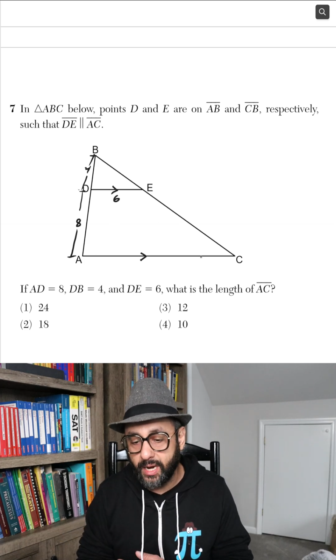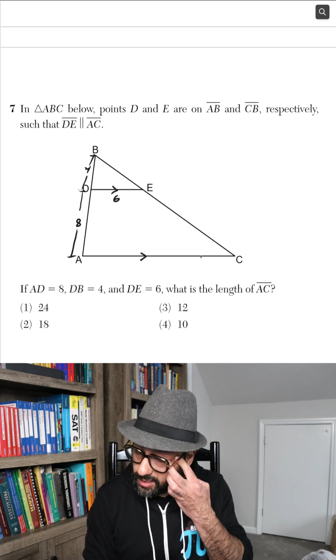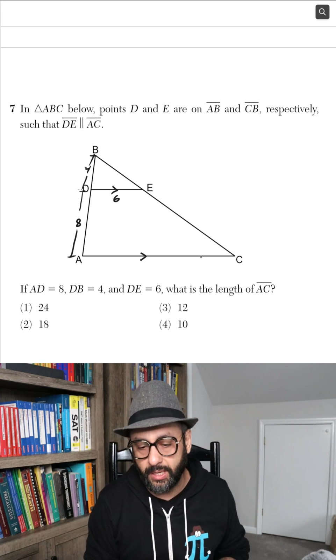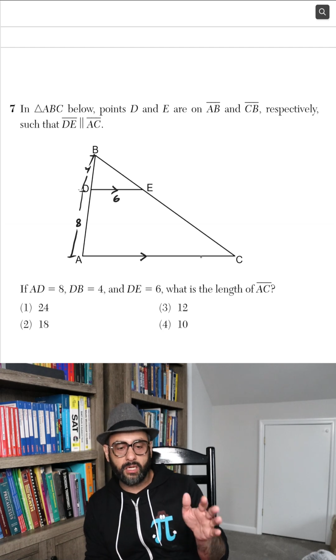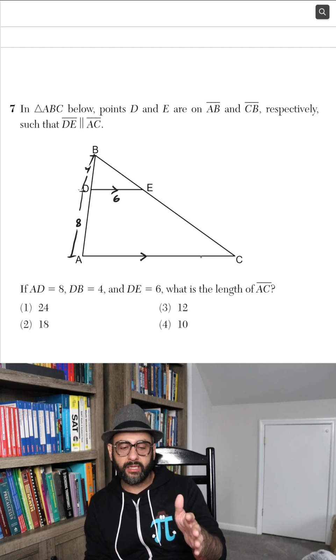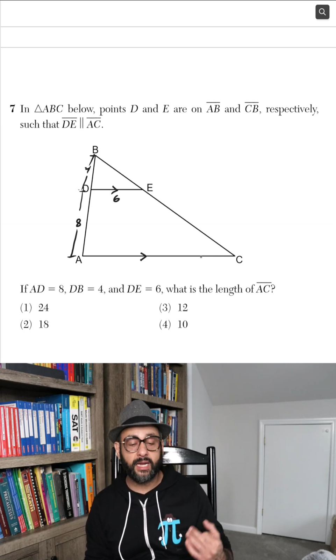Now this is one where I would use scale. Everything that they said looks about right. DE does look parallel to AC. The length that's 8 does look like it's double the length of 4, and the length of 6 looks like a length in between 4 and 8. This diagram is drawn to scale.